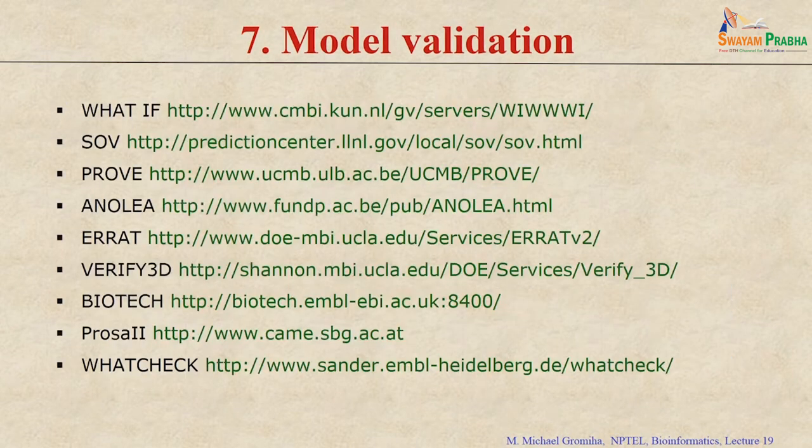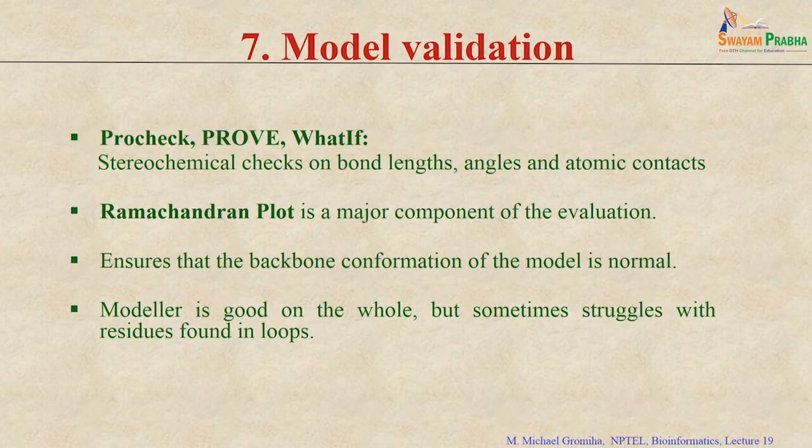There are various methods available in the literature to validate the structure based on stereochemical properties, based on energy, and based on experimental information. To validate whether your model is correct or not, for example, PROCHECK or WHAT IF will check the stereochemical conformations, for example, bond length, bond angle, torsion angles and the atomic contacts, whether there are proper contacts between different amino acids or not. The second one is the Ramachandran plot.